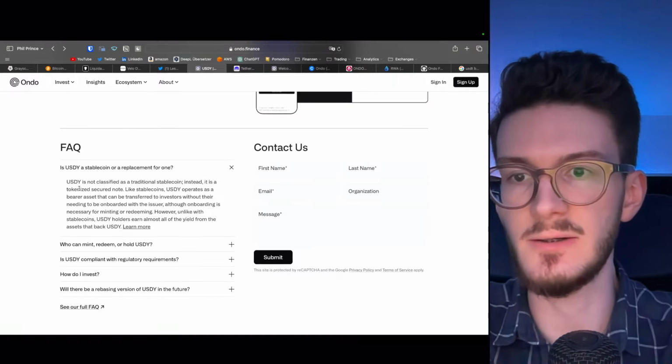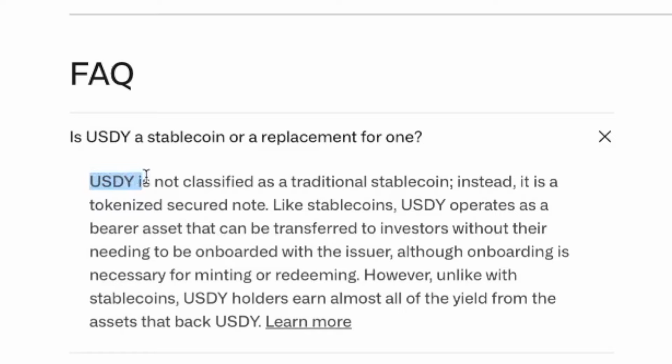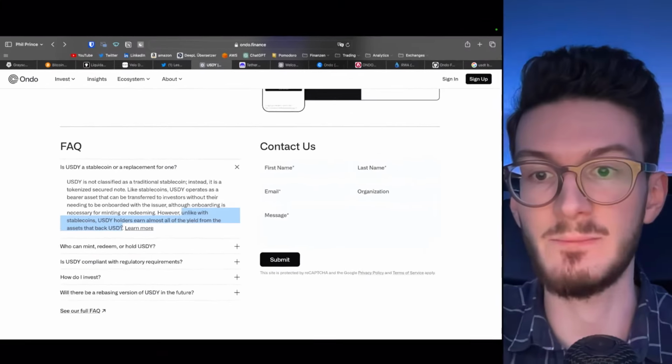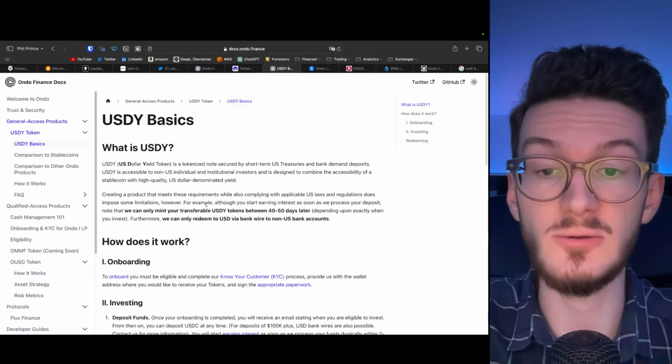Also, as you can see here, Ondo Finance itself says USDY is not classified as a traditional stablecoin. Instead, it is a tokenized secured note. Unlike with stablecoins, USDY holders earn almost all of the yield from the assets that back USDY. So how to get USDY?